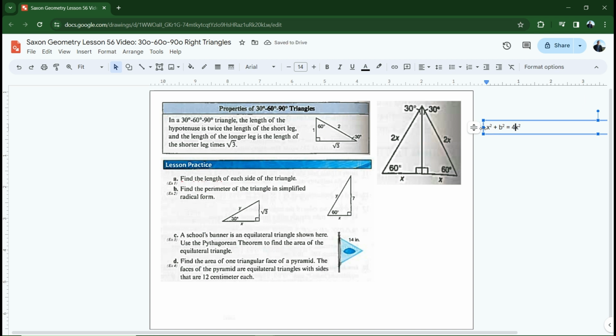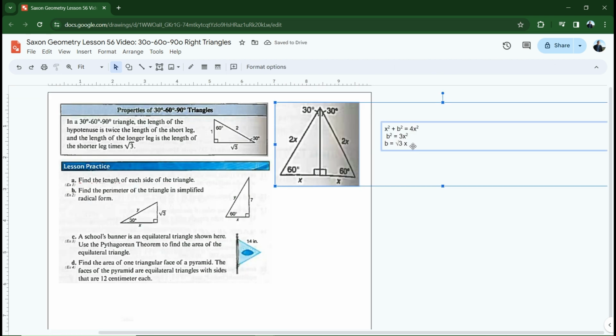I'm going to subtract x squared from both sides. If I get rid of x squared from both sides, I am left with 3x squared on this side because I subtracted one of my x squareds. Now I need to take the square root of both sides. I get b equals the square root of 3 times x, because I took x squared and took the square root of it, so it's just x. So one side is x, one side is 2x, and my third side is going to be the square root of 3 times x.